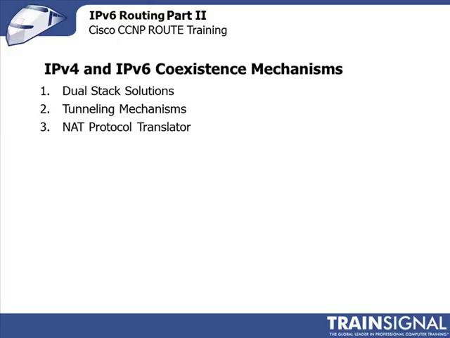But frequently in the real world, as well as the CCNP ROUTE exam, you need to understand transition mechanisms, ways that these protocols can coexist and in some cases share information. So there are essentially three basic approaches. There's dual stack solutions, in other words, having both an IP version 4 and IP version 6 stack active. There are various tunneling mechanisms, and there's an incredibly large amount of them. And then there's what's called NAT-PT, or NAT Protocol Translator.